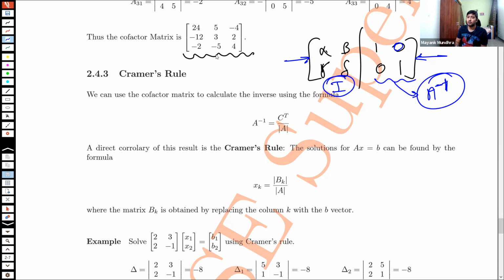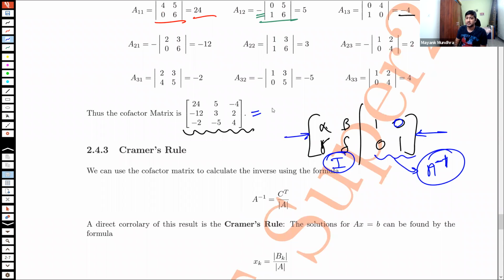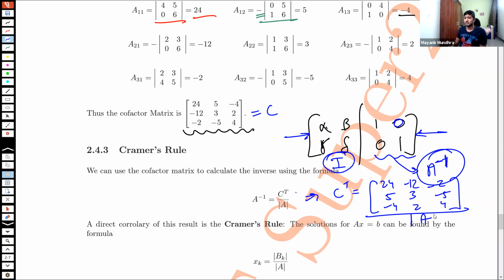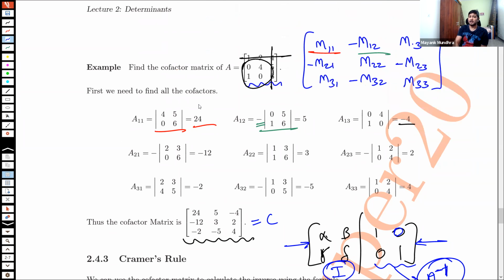Once you find the cofactor matrix, all you need is to take the transpose of this matrix. This was my cofactor matrix C. Using this rule, C transpose will be the matrix of 24, 5, minus 4, minus 12, 3, 2, minus 2, minus 5, 4. So that's the transpose, and then you divide the entire thing by determinant of A. So you can go back to your determinant of this thing and find it.